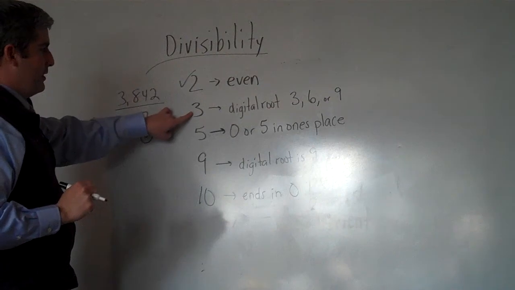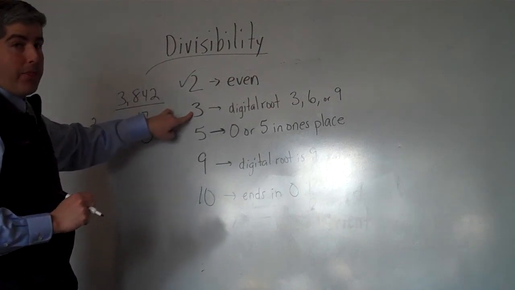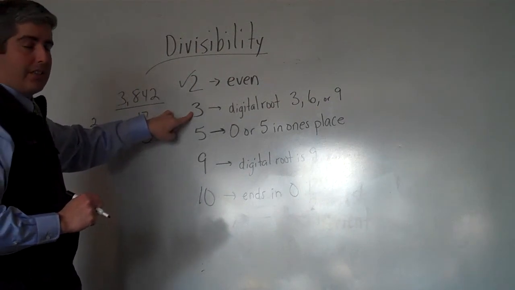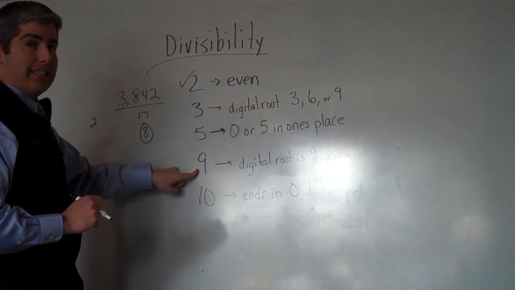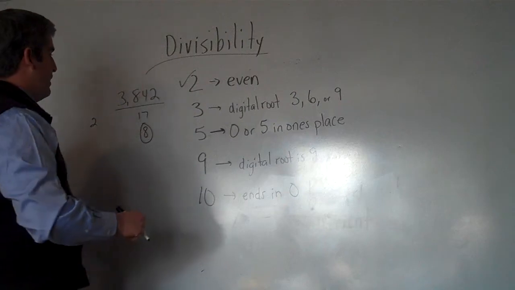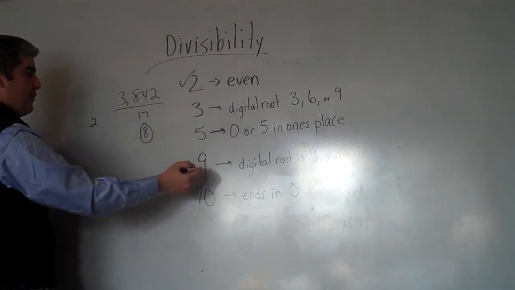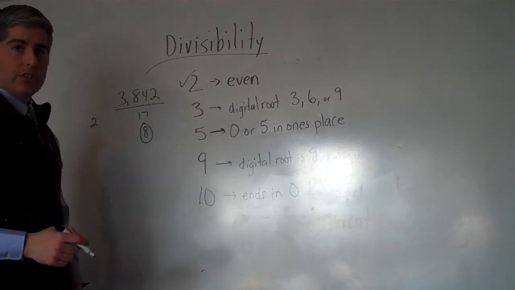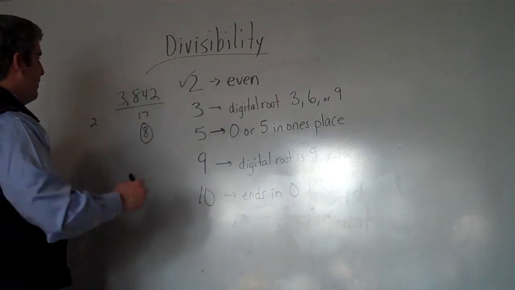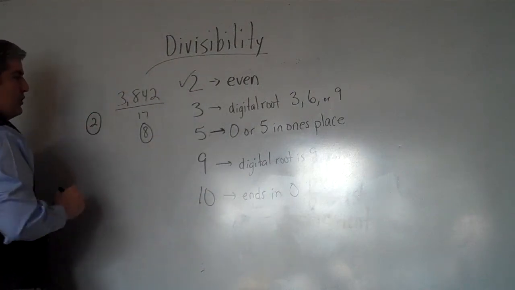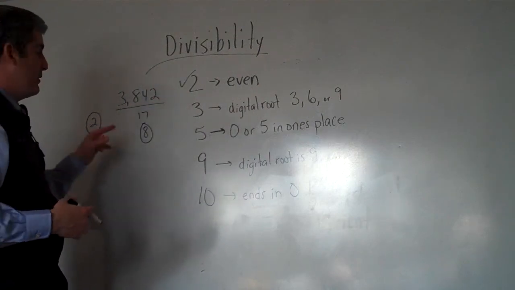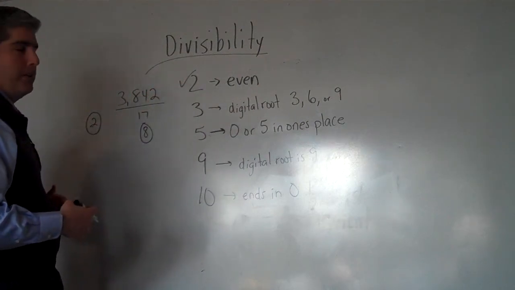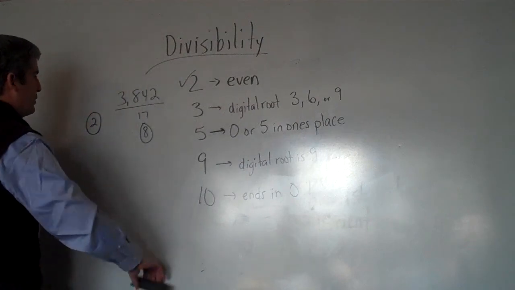Well, to be divisible by 3, it needs to have a digital root of 3, 6, or 9. It doesn't. To be divisible by 9, it needs to have a digital root of 9. It doesn't. Therefore, out of these 5 divisors, this number is only divisible by 2. I'm sure there are other numbers it's divisible by, but as far as these 5, it's only divisible by 2. Let's do one more example, just to make sure we get it.